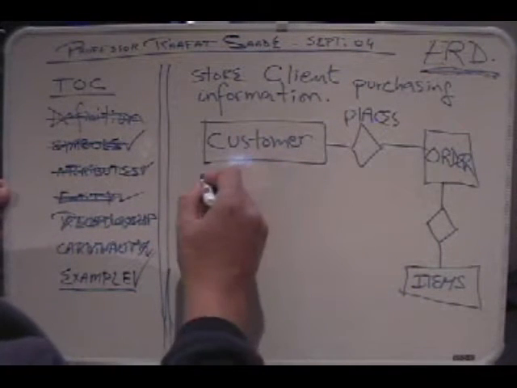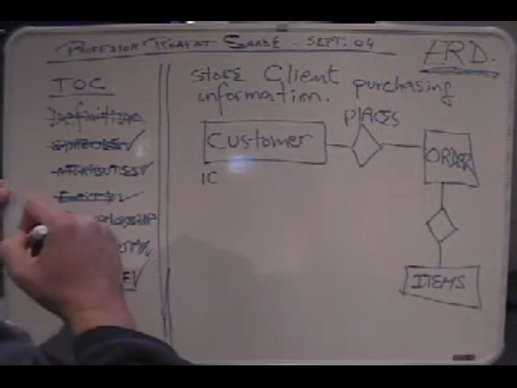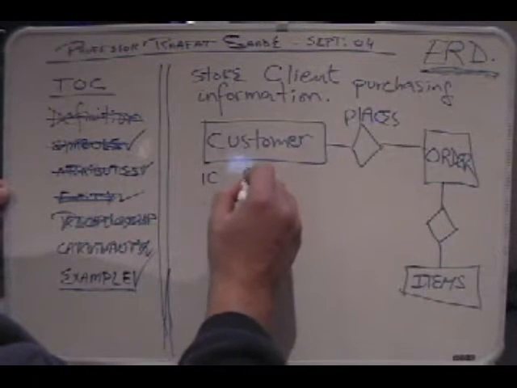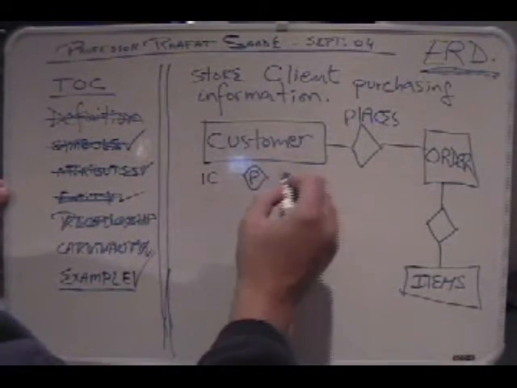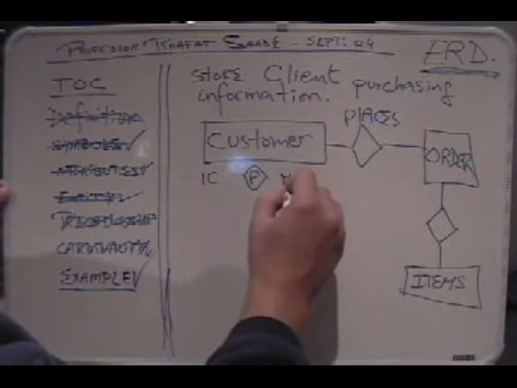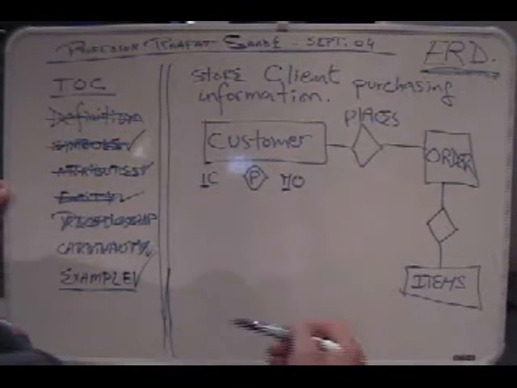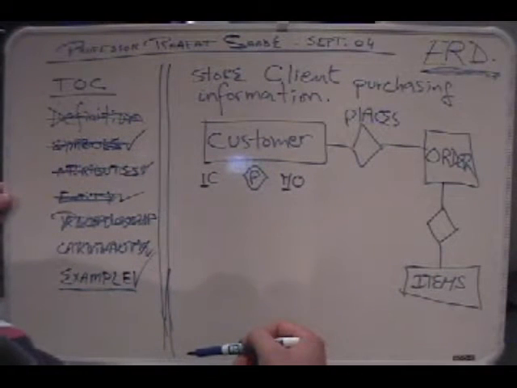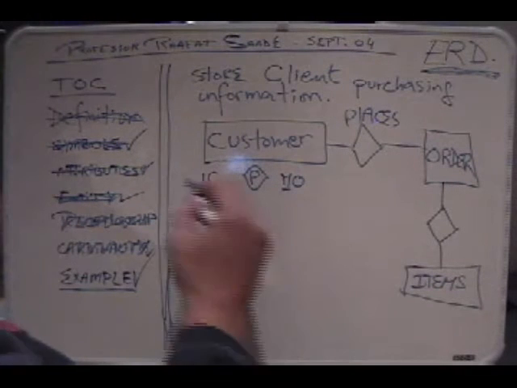Can one customer place many orders? Can one customer place many orders? Of course, because you can go and buy 200 computers or parts or components. So we accept it.